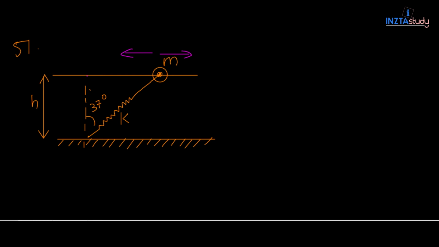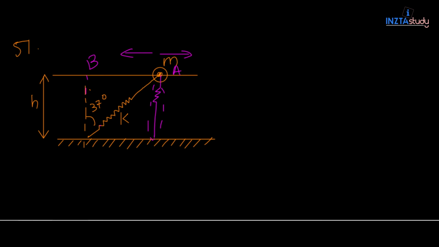Okay, so this is the calculation. Height h is given. Let's assume this is point A, this is point B. We want to find the velocity when the spring is vertical like this, which should be in dotted lines. Velocity when the spring is vertical.